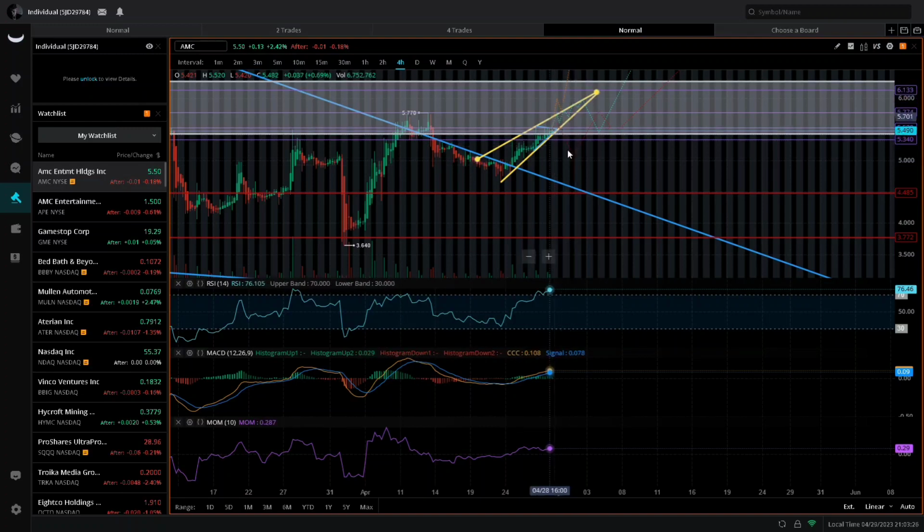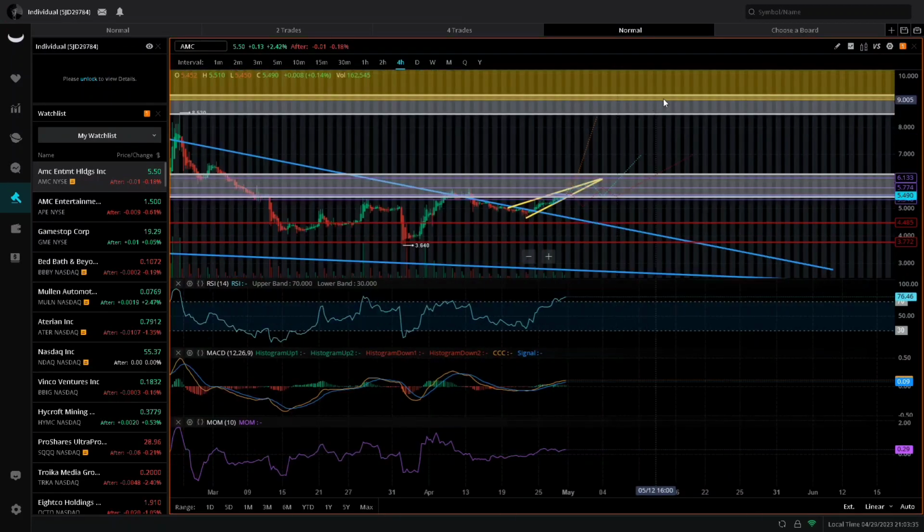Now, the super bearish scenario is if we can't get above it and then we just get knocked down, rejected, we come back down to that $5 range, and it takes us a lot longer to move to the upside.